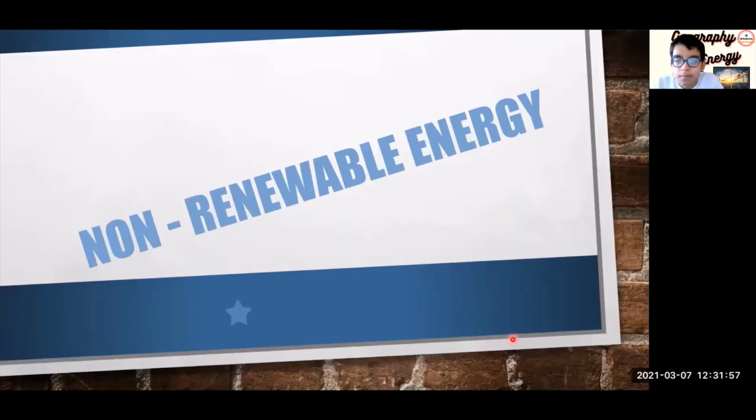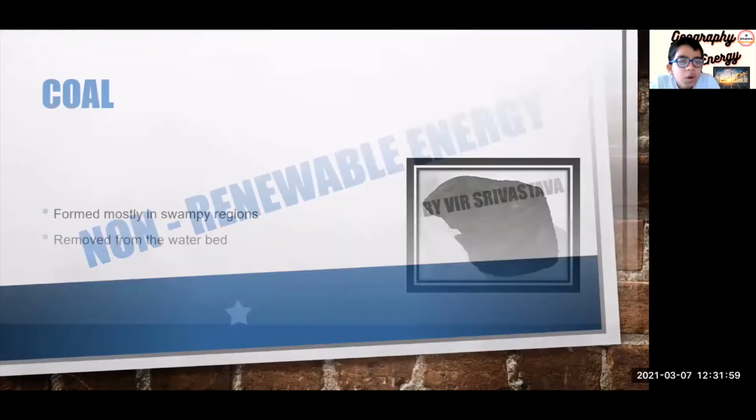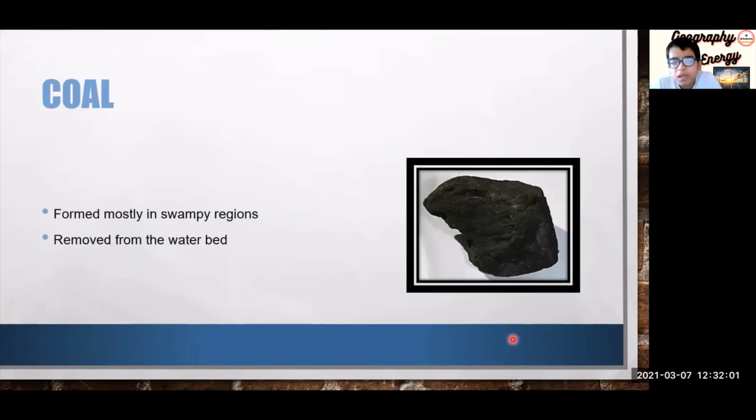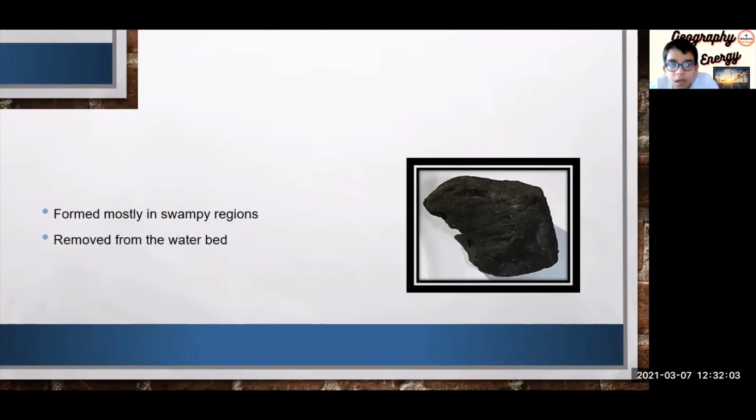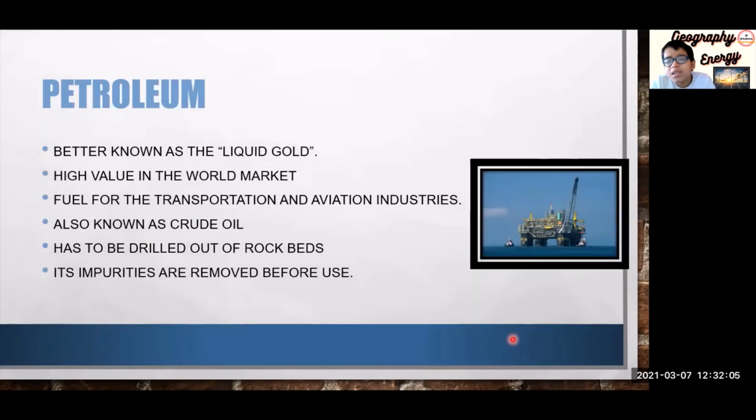Let's see. Coal. Coal is found mostly in swampy regions and is removed from the waterbed. Petroleum is better known as liquid gold, and it has a high value in the world market. It is the fuel for the transportation and aviation industries. It is also known as crude oil and has to be drilled out of rock beds in the sea, as you can see over here in this picture. And its impurities have to be removed before use.